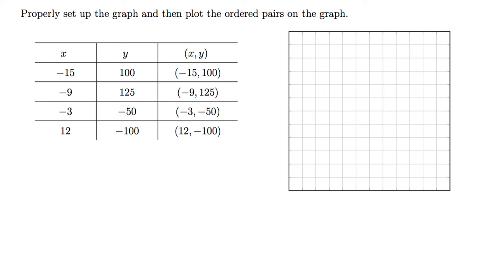In this example, we again want to properly set up the graph and then plot the ordered pairs that were given in this table. You'll notice the table is organized by listing first the x-coordinates, then the y-coordinates separately, and then in the third column, listing them as xy ordered pairs. But before we can put any of that information onto the graph, we need to set up our graph.